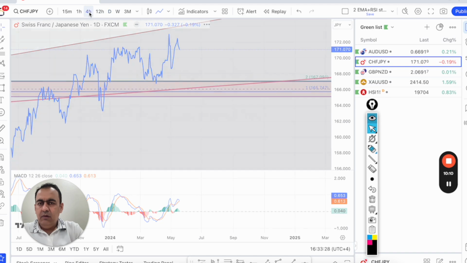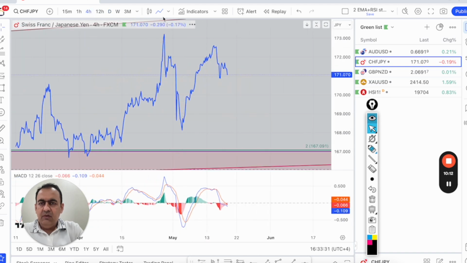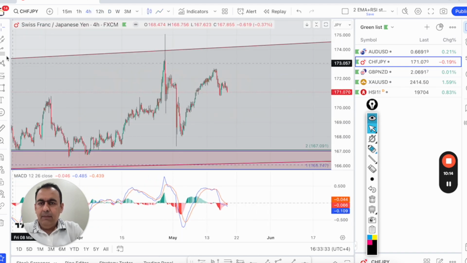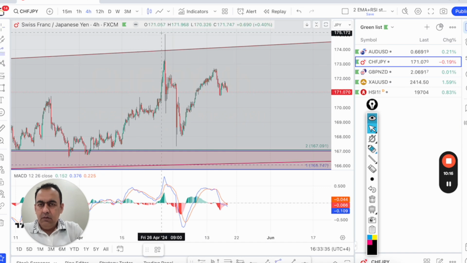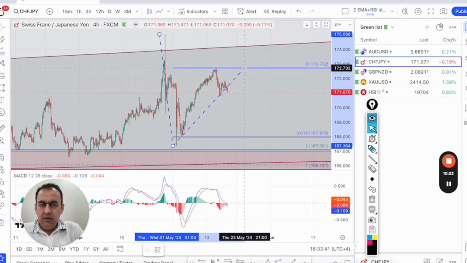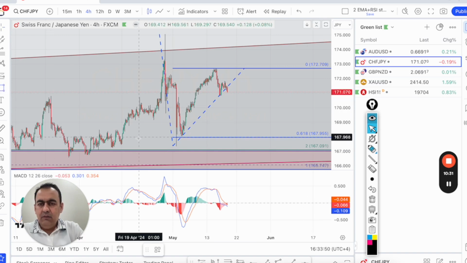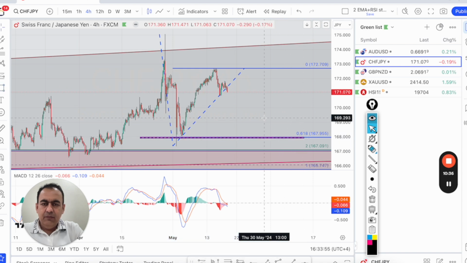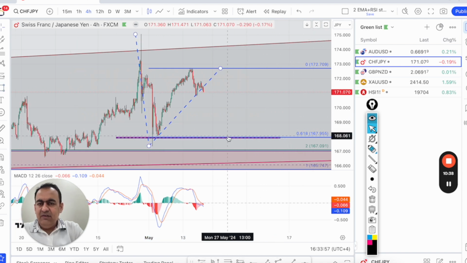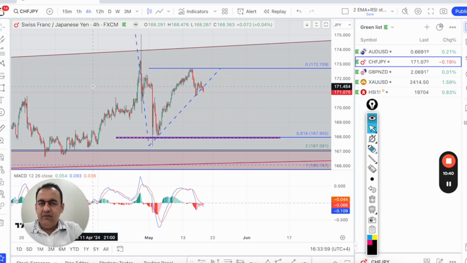Now I'll turn to 4-hourly chart. Based on 4-hourly chart, I can see if I plot Fib extension in the downward direction connecting to the first low and then the lower high formed, the target is 167.95, or in round number we can say 168, which is coming from the downward Fib extension, this area. So CHFJPY is looking good for selling.